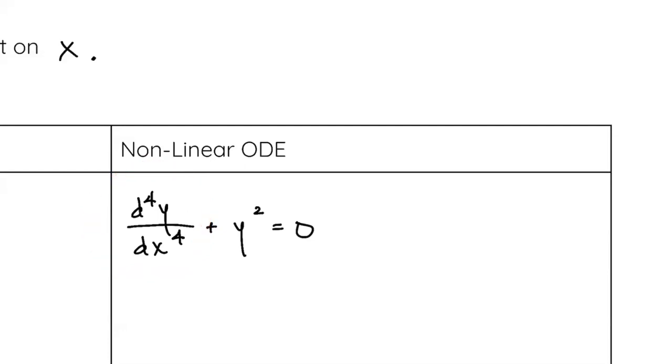All right, but what about this equation makes it non-linear? Y squared is not in the power of 1. Exactly. So this right here is not 1, so non-linear.